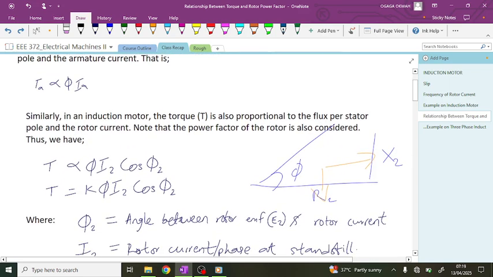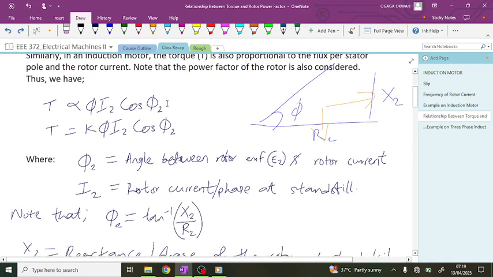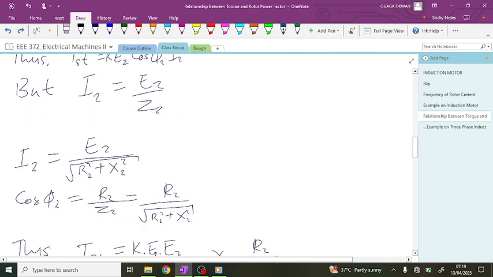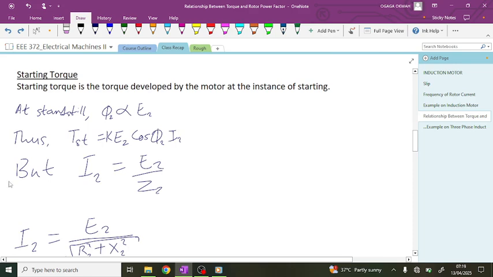Look at this. Remember we said that the torque depends on the flux and the angle between the rotor EMF and the rotor current. We said that in the previous video, so just bear that in mind. Now, since at standstill the rotor flux is proportional to the rotor EMF, that means at starting, our starting torque will be this.